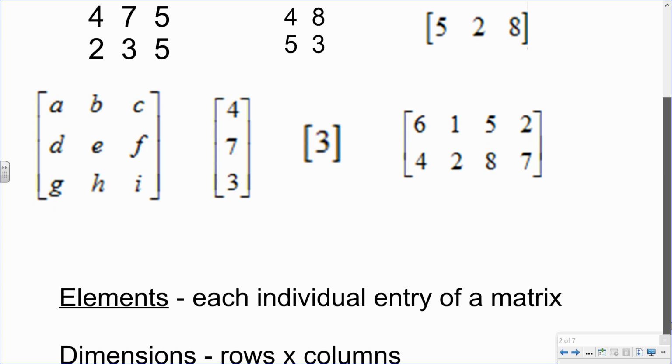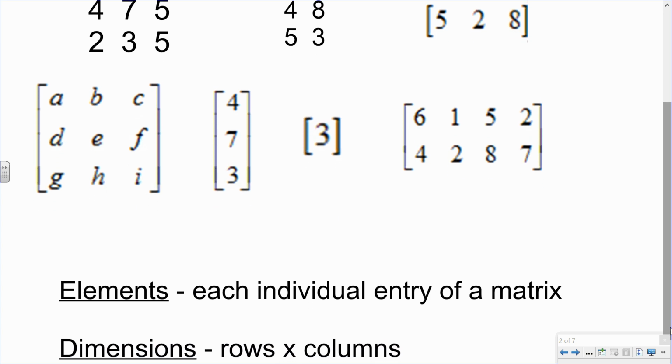Now, each of those numbers or variables in a matrix is called an element. And the dimensions are the rows by the columns. And the order matters on that. So this last one, one row straight across, a second row straight across, so 2 by, and then we have 4 columns going up and down. That one is not a 4 by 2. It is a 2 by 4. This one would be 3 rows and 1 column. This little teeny tiny one is a 1 by 1. This one, 3 by 3.